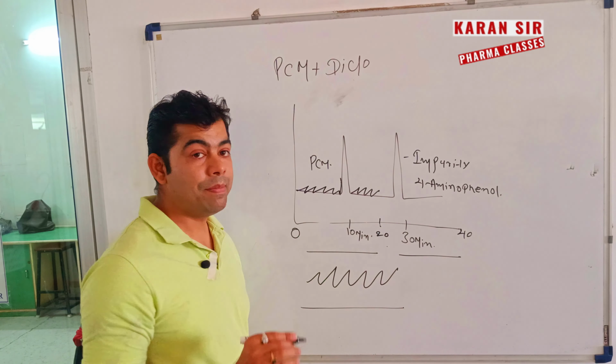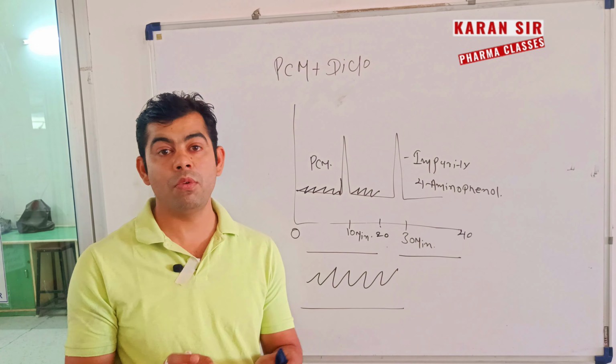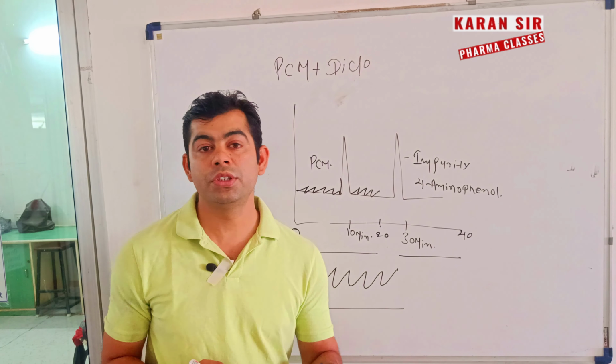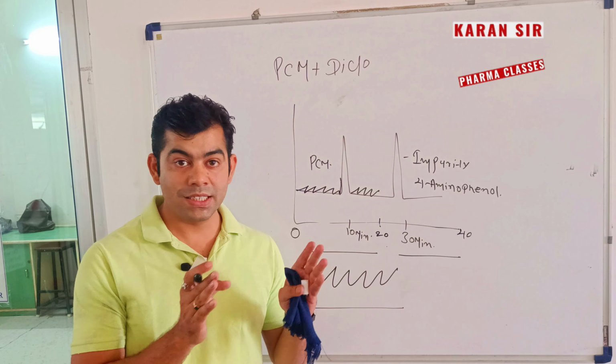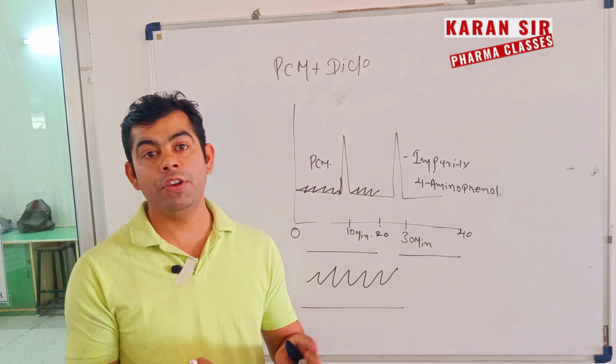Okay, so this type of problem is always observed in gradient mode. That's why gradient mode is not commonly used; isocratic mode is commonly used. But in case we want to get two peaks in a single graph and both peaks require different mobile phase ratios, we use gradient mode.